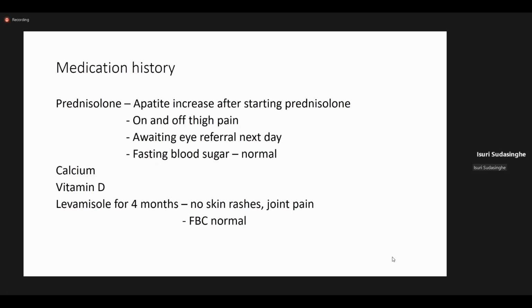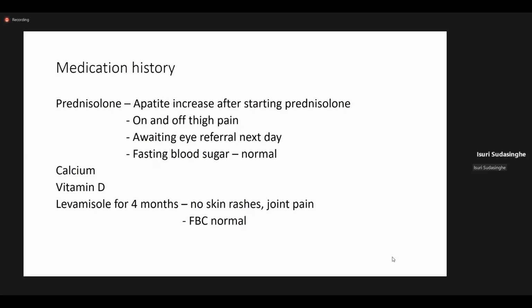And as for the complications of long-term prednisolone therapy, baby is awaiting eye referral on the next day after the day which I've taken the history, and fasting blood sugar was done and it was normal. Apart from that, baby was on calcium, vitamin D as well, and levamisole was started 4 months ago, but not noted to have skin rashes or joint pain as for any complications.